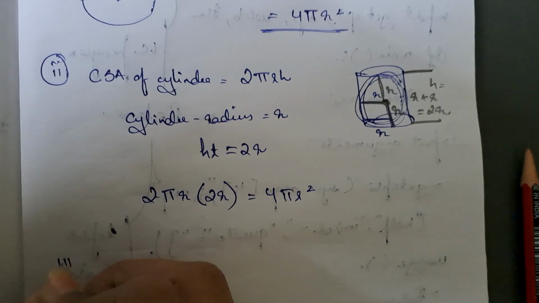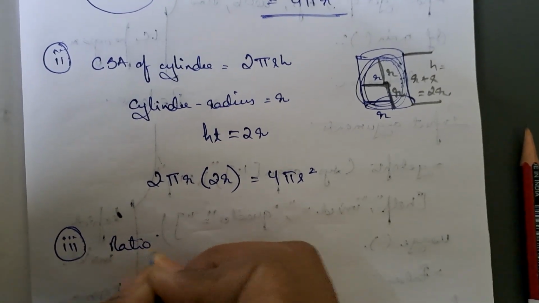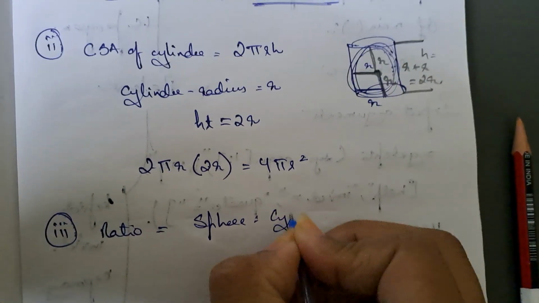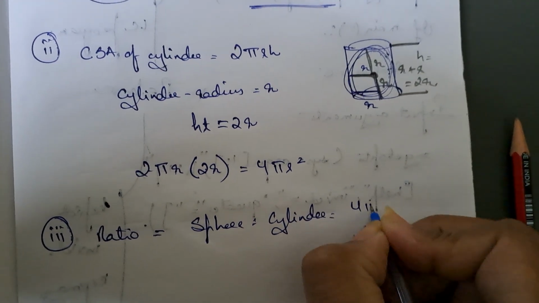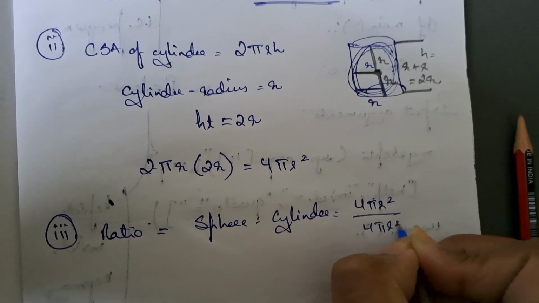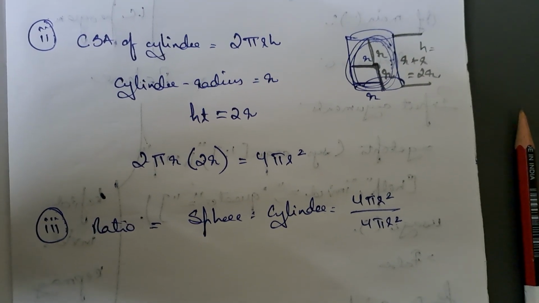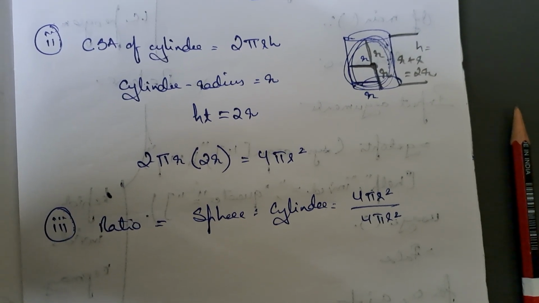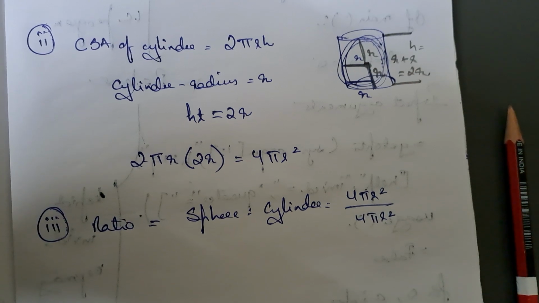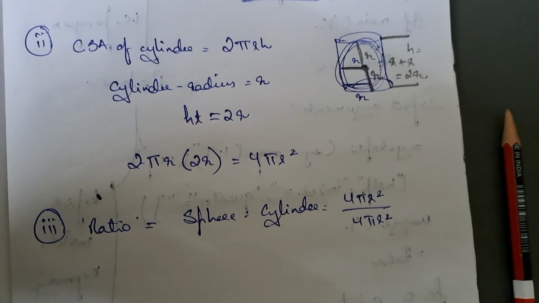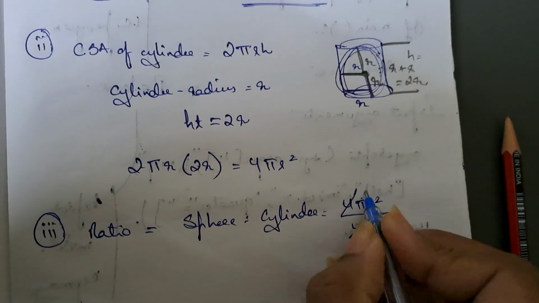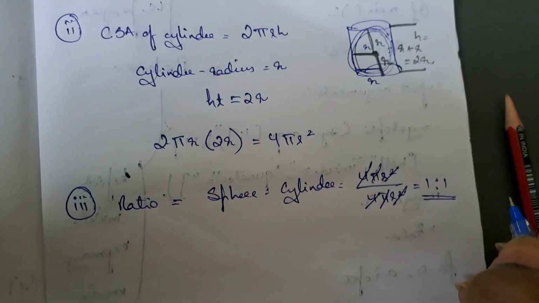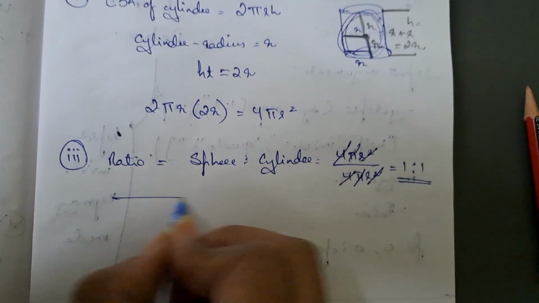Then the last one is the ratio of these, the ratio of the surface areas. So sphere to cylinder surface area I'm supposed to find. That is 4 pi r square upon 4 pi r square. Now what's going to happen when I divide these two surface areas? Very simple, because they are exactly the same, they cancel out every term, and you are left with 1. The ratio between them is 1:1. That brings us to the end of the second exercise.